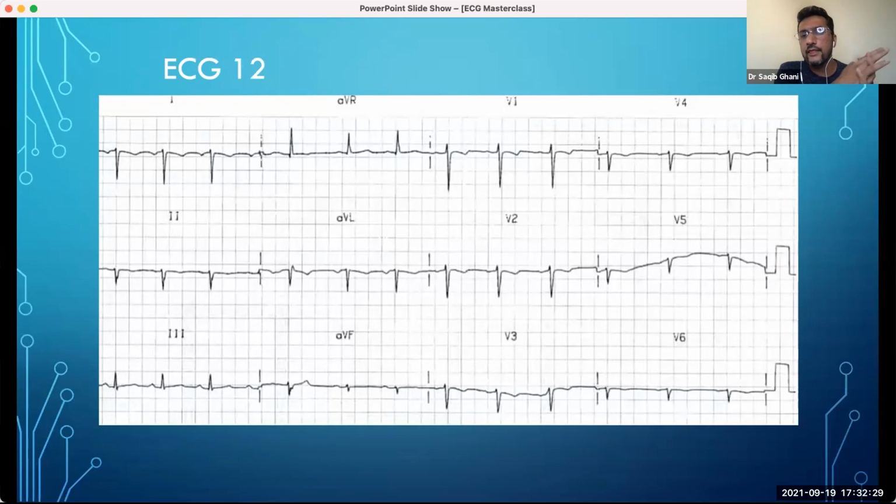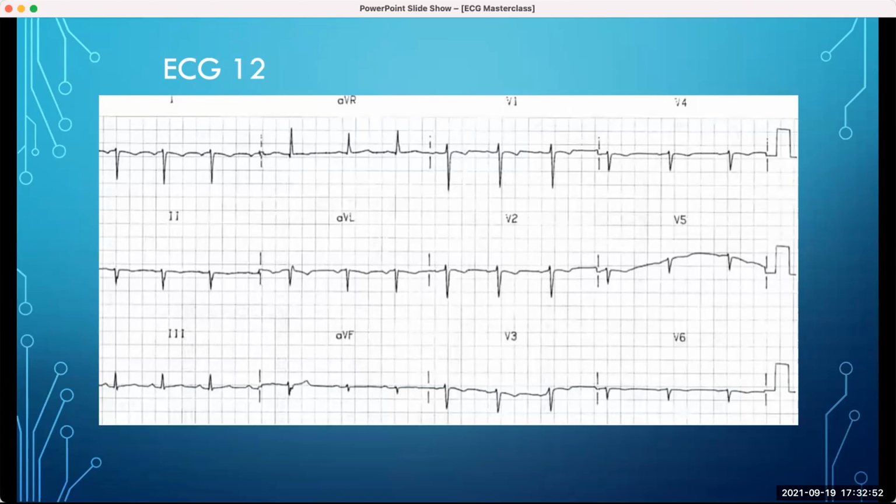What else? Look at V1 to V6. What do you think about the R wave progression? Is it there or is it not there? Poor R wave progression. Low voltage. AVR is positive, but AVR is normally negative, isn't it? So what's happened here?